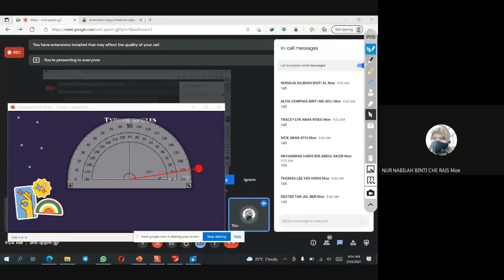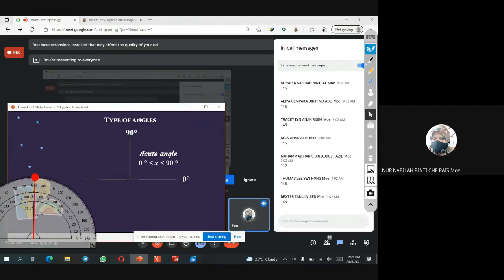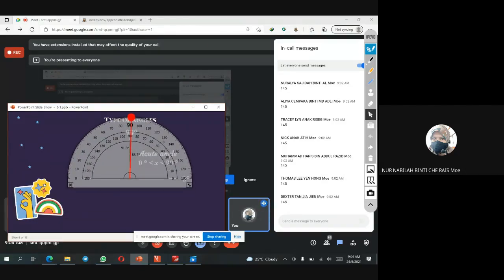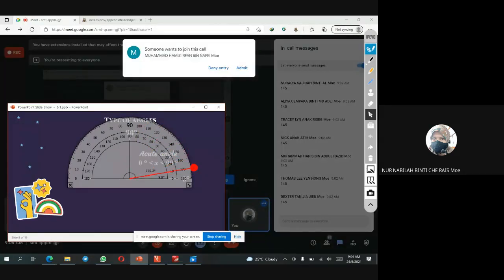Okay, if your angle is between here, between this, so this one we call an acute angle. Acute angle is between 0 and 90. 0 not included, 90 also not included. So that means in between 1 until 89. So if your angle is like this, or like this, like this one, they are called acute angles.